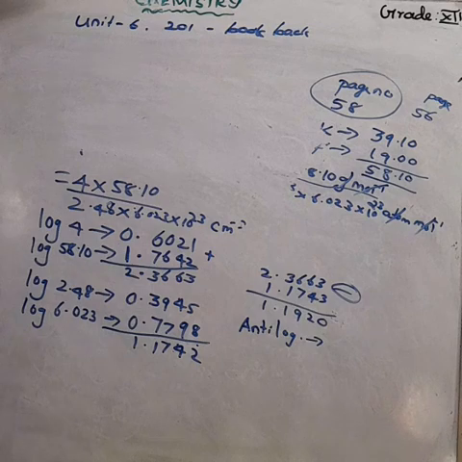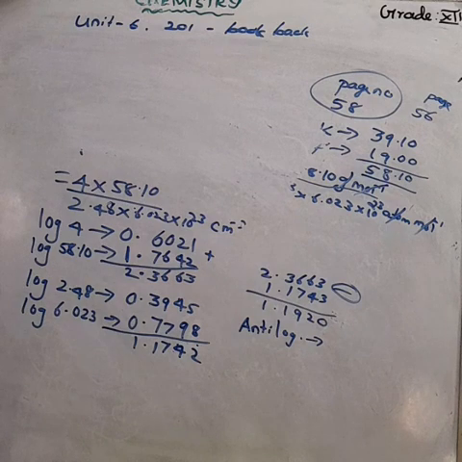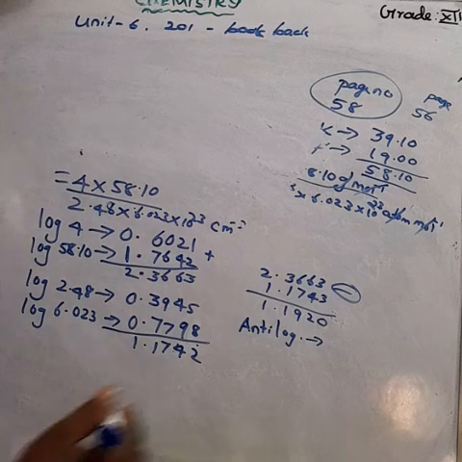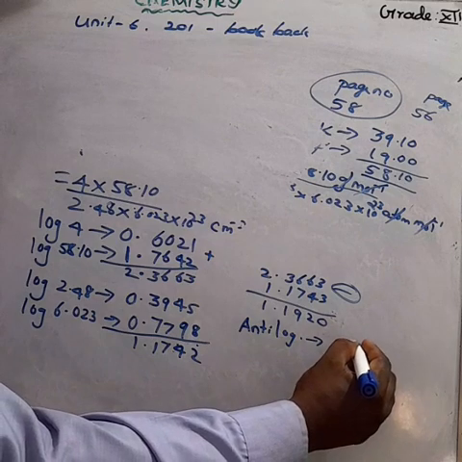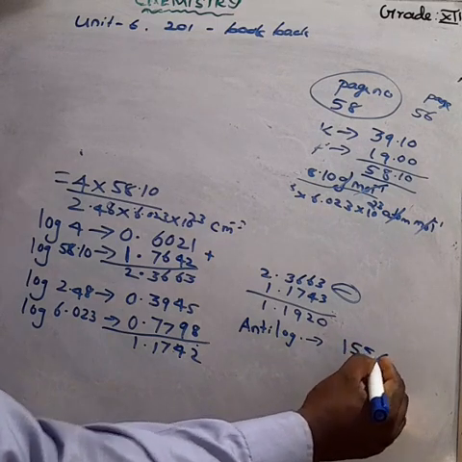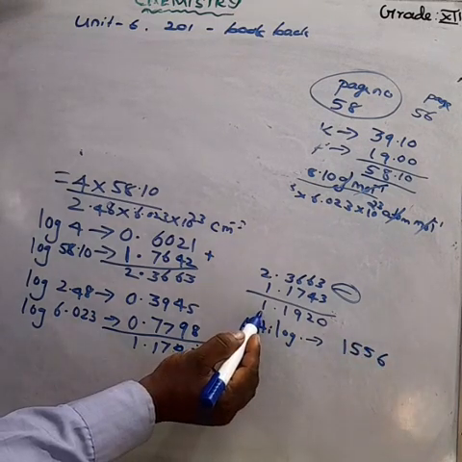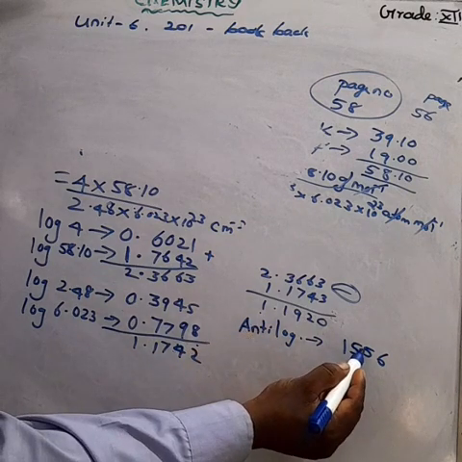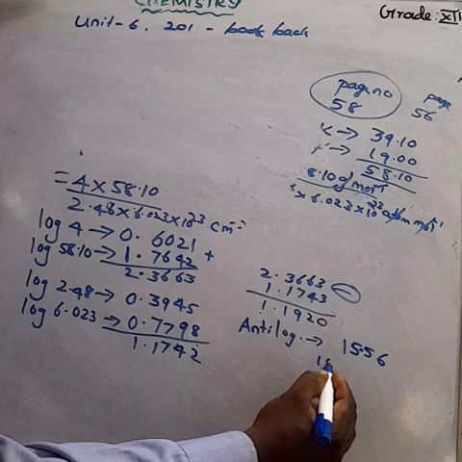Come to take the antilogarithm. Please carefully take the antilogarithm. Logbook, page number 4. Antilog of 19 plus 2 is 1556. Here the characteristic is 1, so you have to put the decimal point after 2 digits. So 15.56 is the answer.